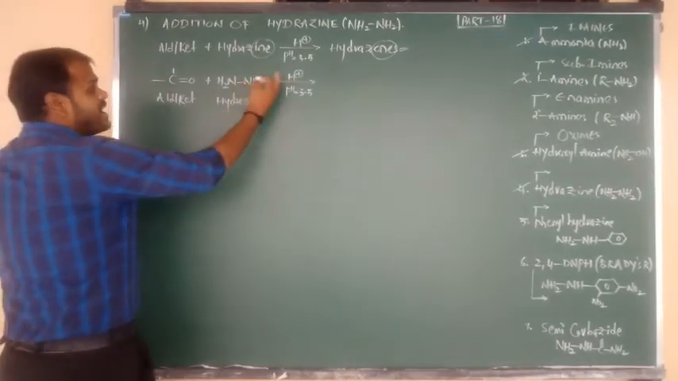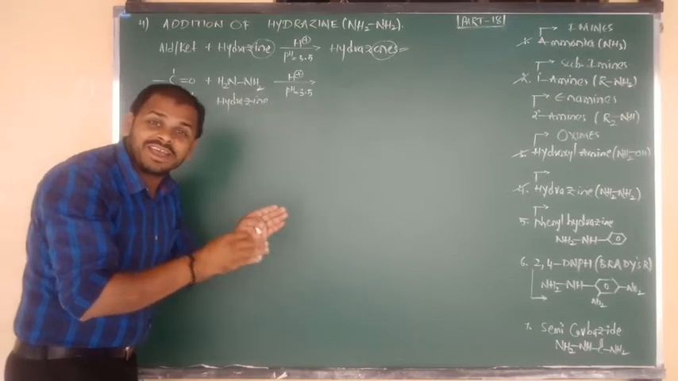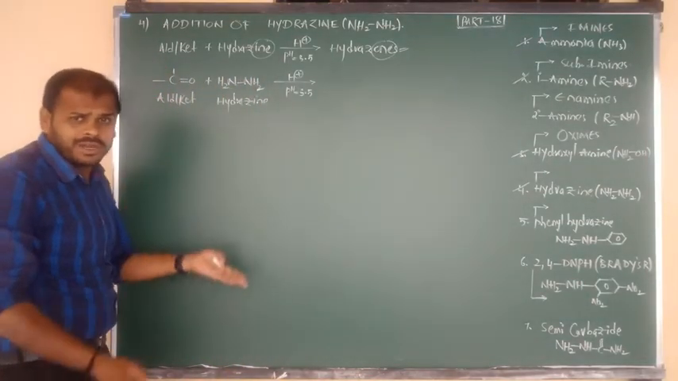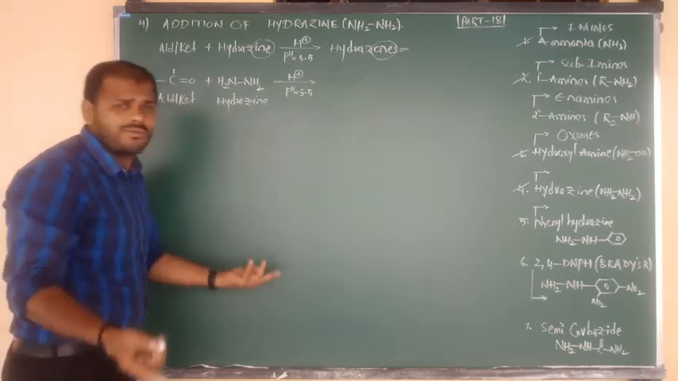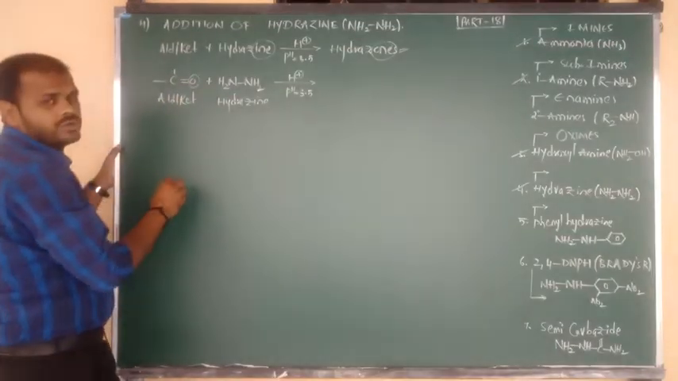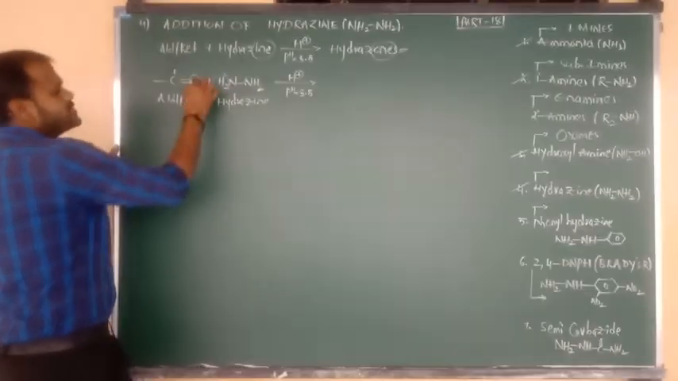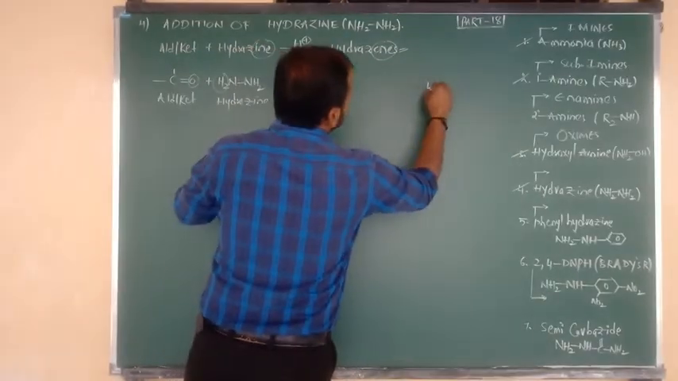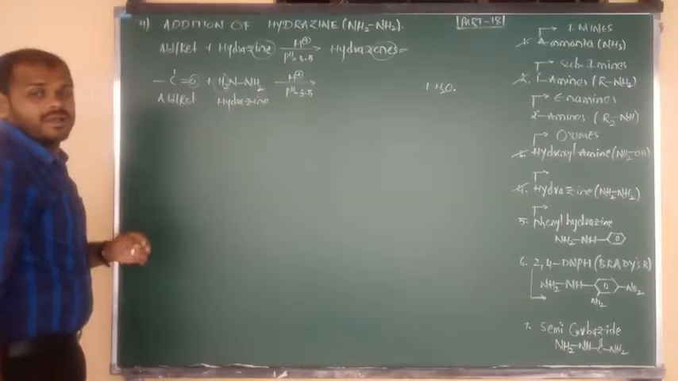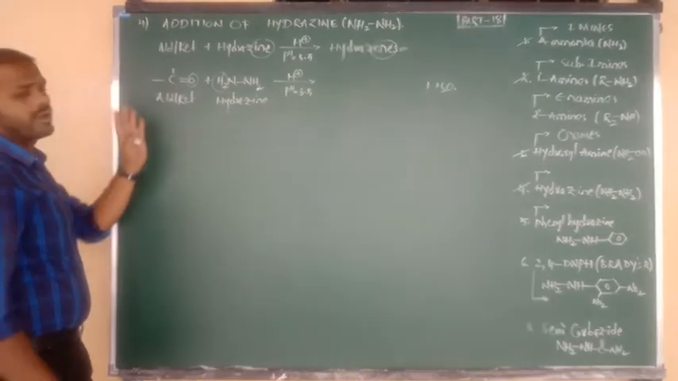After addition of hydrazine, which type of reaction is this? Addition and what? Elimination. Addition of hydrazine, now elimination takes place: elimination of a water molecule. So from here we remove the O, and from hydrazine we remove the H2. H2 combines with O and is eliminated as a water molecule. Next, what is the product? The condensation product.